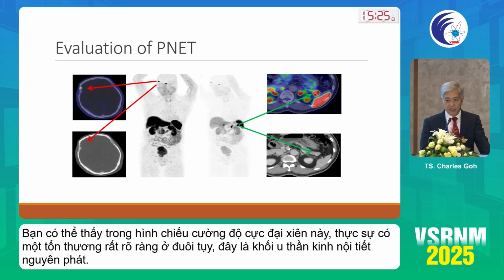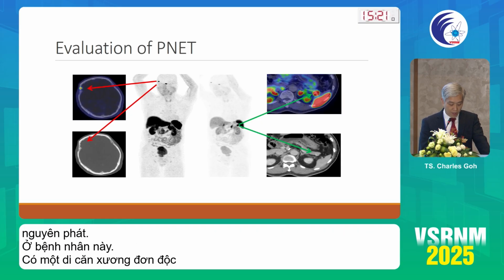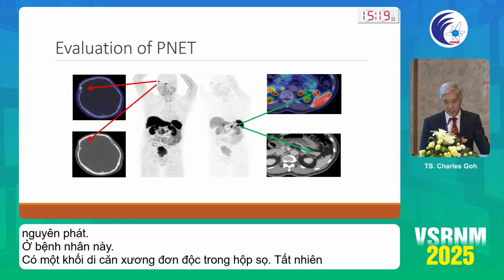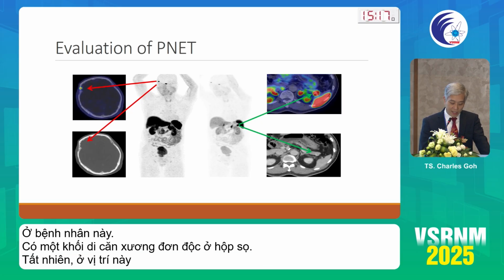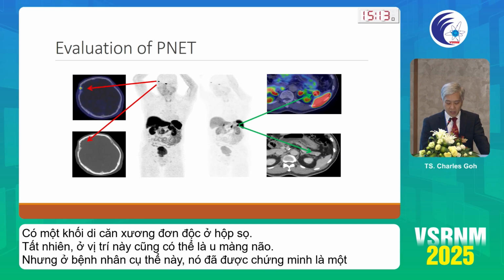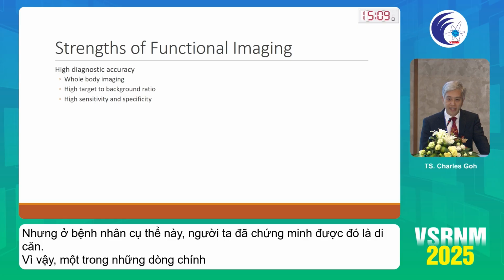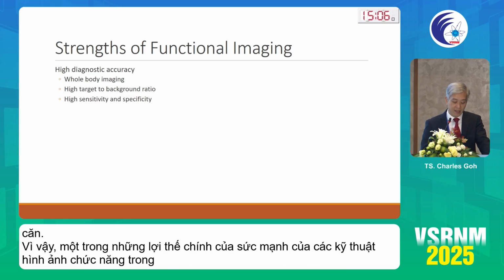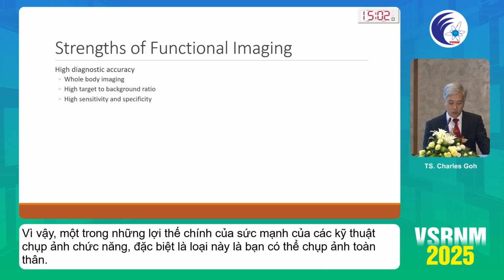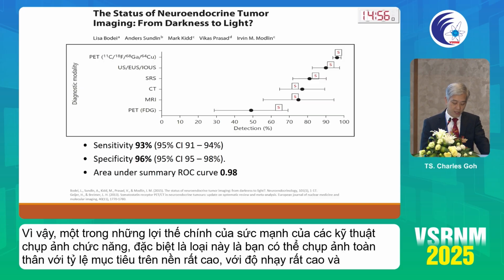In this same patient, there was a solitary bony metastasis in the skull. Of course, in this location, it could also be a meningioma, but in this particular patient, it was proven to be a metastasis. So one of the main advantages or strengths of the functional imaging techniques, in particular somatostatin PET, is that we can do whole body imaging with a very high target to background ratio, with very high sensitivity and specificity for evaluating these tumors.